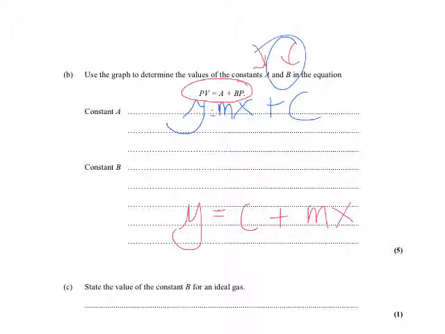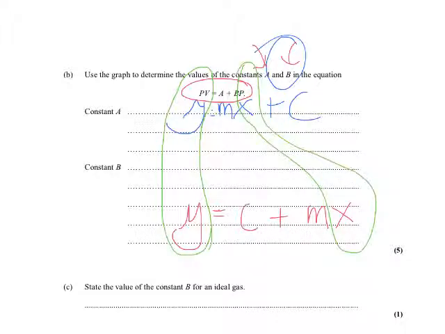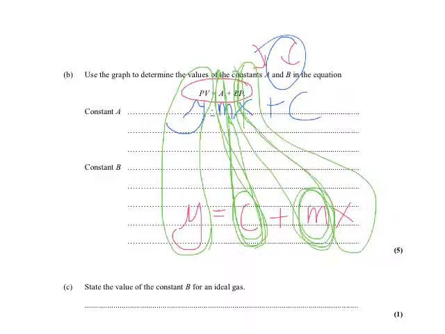Now you can see that this is basically a linearization question, and it's saying if you have PV on the y-axis, which you do, and P on the x-axis, which you do, what do A and B mean? Well, A is the intercept, so you just have to find the intercept on the line. And B is the gradient, so you have to work out the gradient of the line.